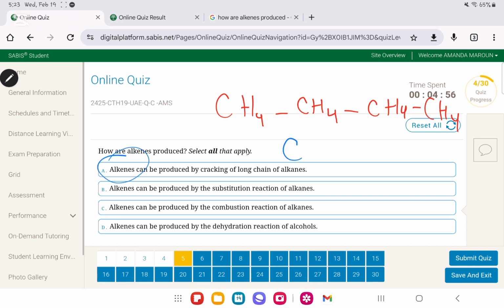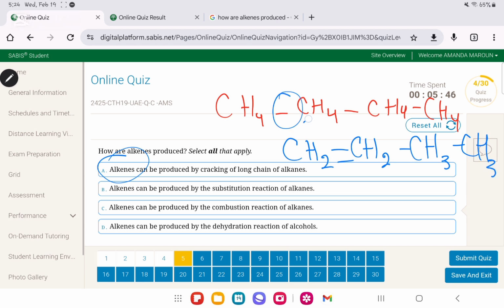So let's take CH2 bonded to another CH2, and here, of course, it's going to be a double bond. Do not forget the double bond. Bonded to, let's say, CH3 to whatever. Let's just say it's something like this. So as you can see, we broke the single bond. We made it a double bond.